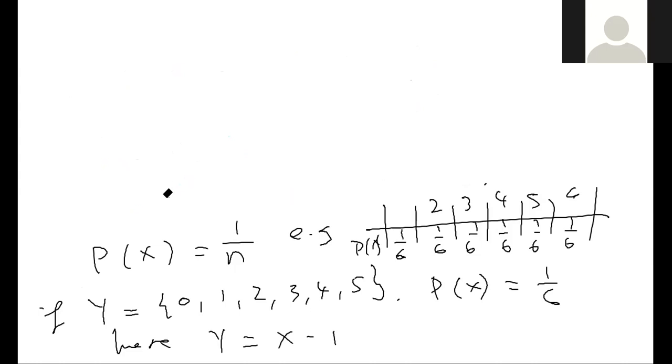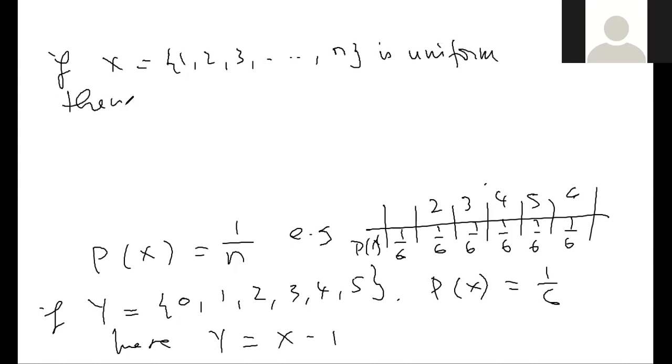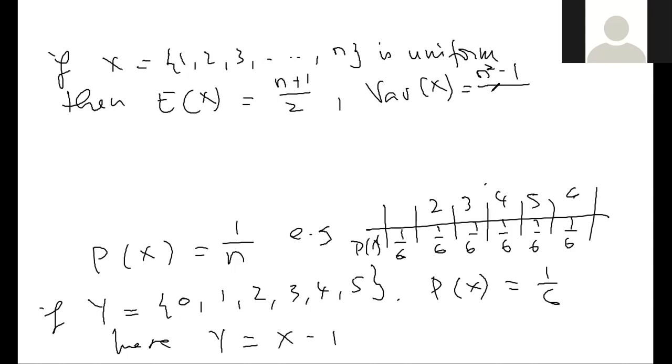So we want to learn from this that if x equals 1, 2, 3, up to n is uniform, then the mean of x is (n plus 1) over 2, and the variance of x is (n squared minus 1) over 12, I'm sorry. So what we will try to do is to prove this.